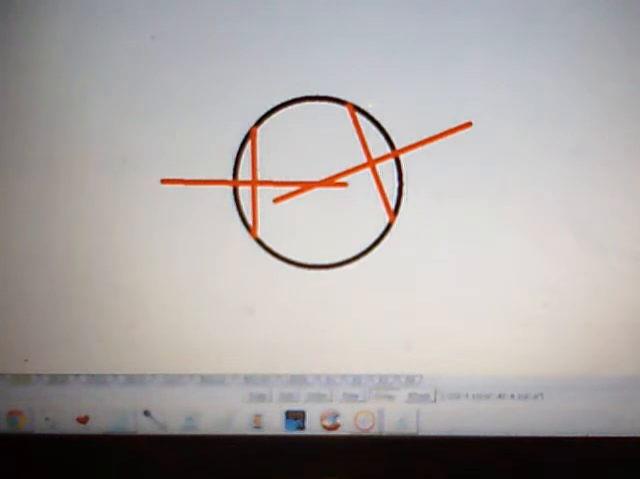Okay, now we're going to find the center of a triangle. Here's a triangle. It can be any shape. It doesn't have to be a right triangle. It doesn't have to be equilateral. It doesn't have to be isosceles. Any shape. You draw a line from one point, the points of the triangle, to the midpoint of the opposite side.